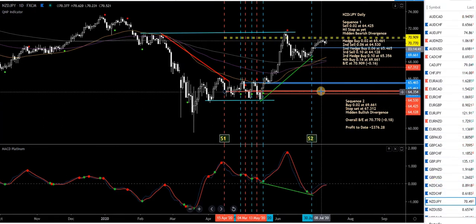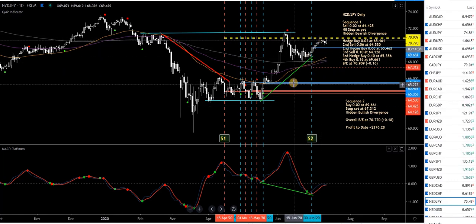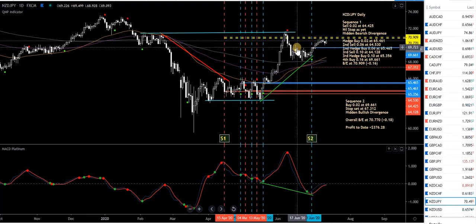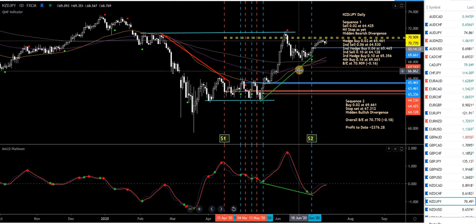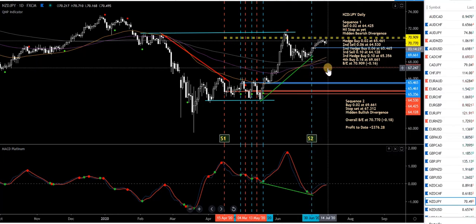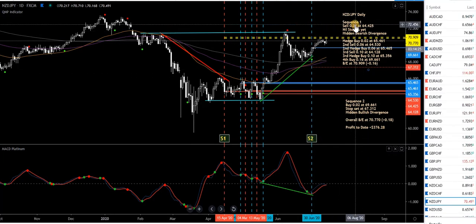New Zealand Japanese yen, oh yeah, get up there, baby. Multiple sequences. Well, there's a sequence back here that I'm trying to work my way out of, and sequence 2 is a buy trade with a stop in place down here. You can always read my notes, as I always say.